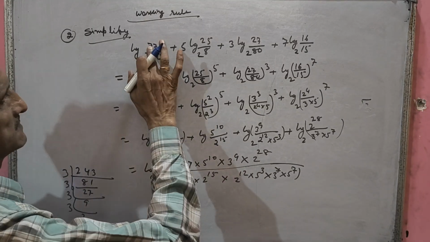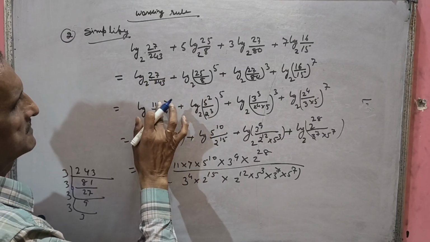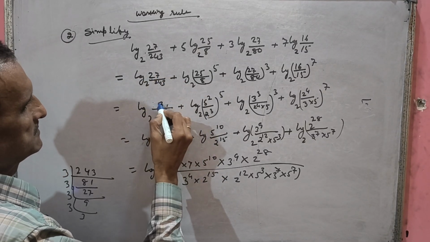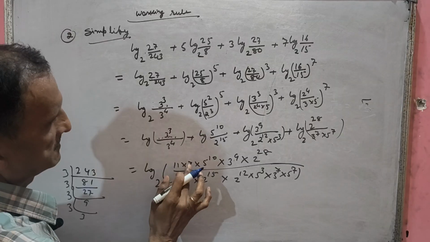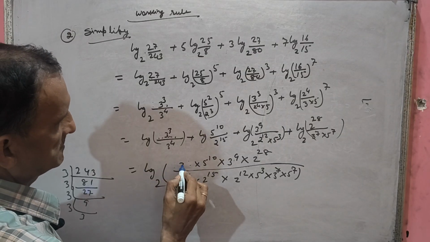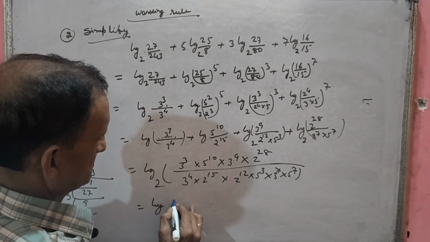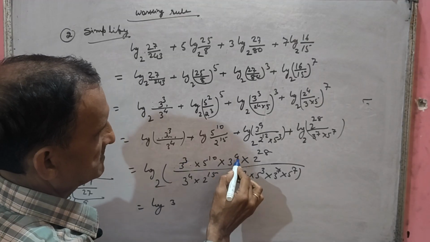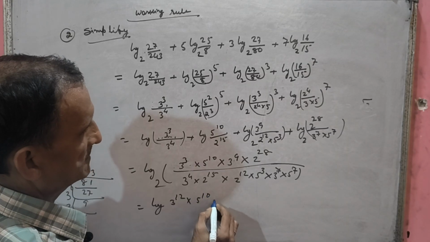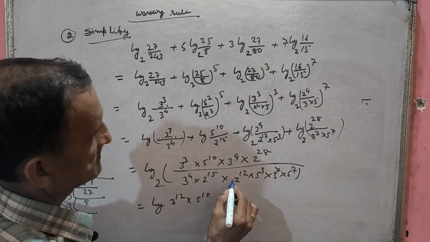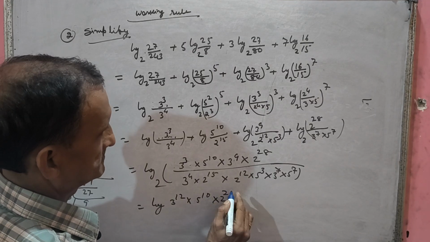There is a mistake here. This is not 77. This is 27. Okay, nothing problem. Just changing to 27. So no need to write 11 into 3 to the power 3. So here 3 to the power 3. Here all 3 to the power 3 only. The rest is okay. Now again we will use the laws of indices. 3 to the power 3 plus 9, how much will you get? 12, into 5 to the power 10, okay, into 2 to the power 28. This is all about the numerator.